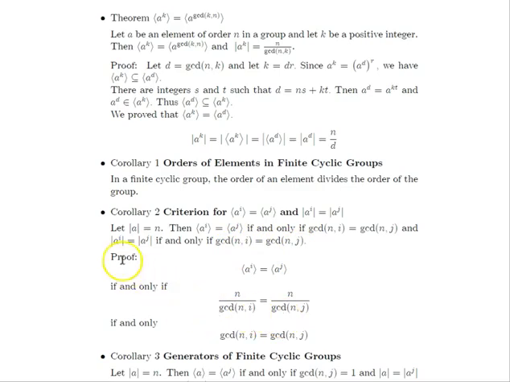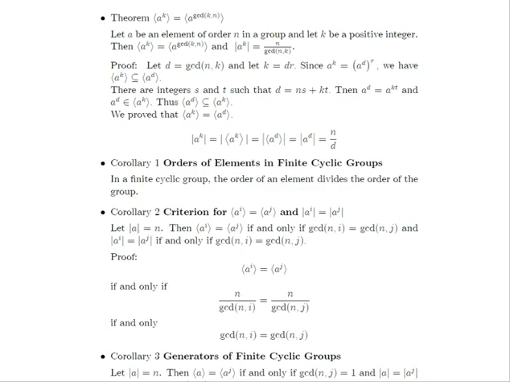To prove this, we have this equality if and only if the orders of the elements are equal, but the orders of the elements from the previous theorem are given by these quotients. Because the numerators are equal, this equality is true if and only if the denominators are equal, and we get what we wanted.